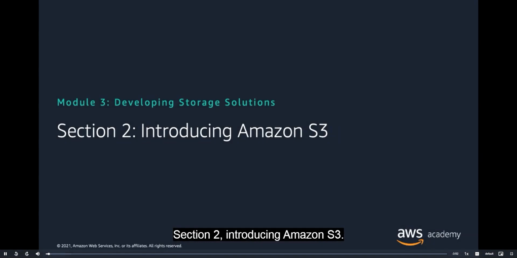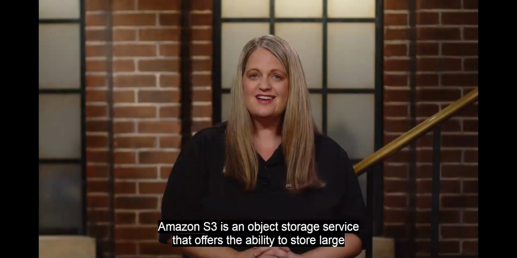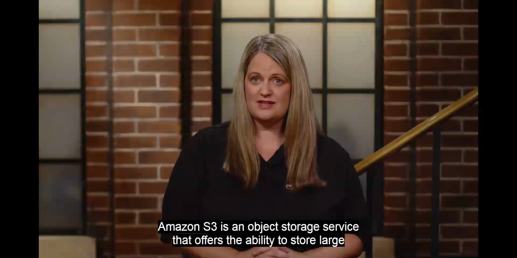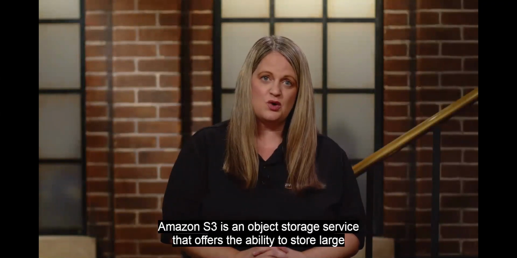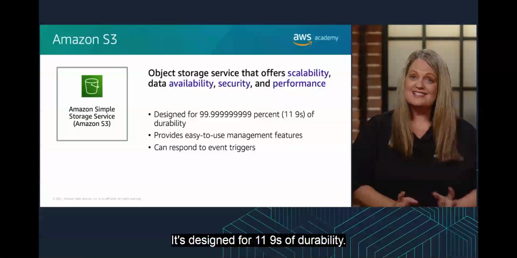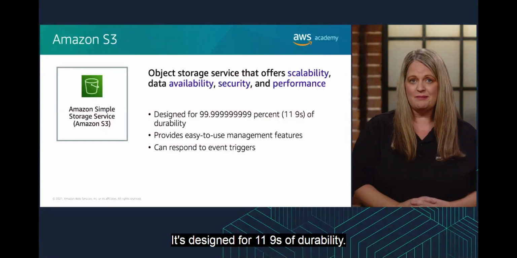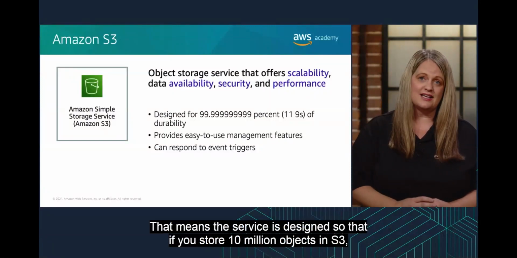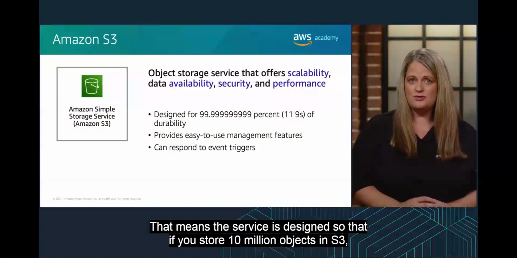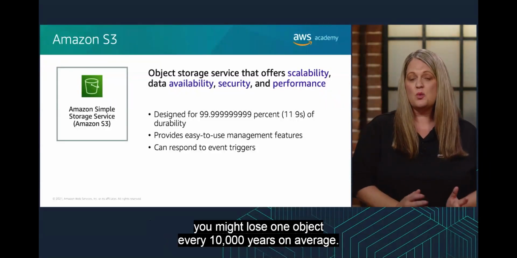Section 2, Introducing Amazon S3. Amazon S3 is an object storage service that offers the ability to store large amounts of data. It's designed for 11 nines of durability. That means the service is designed so that if you store 10 million objects in S3, you might lose one object every 10,000 years on average.